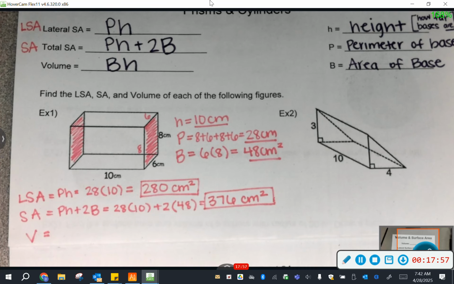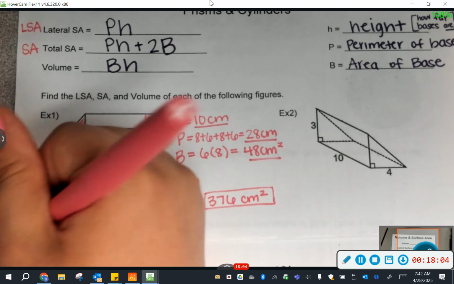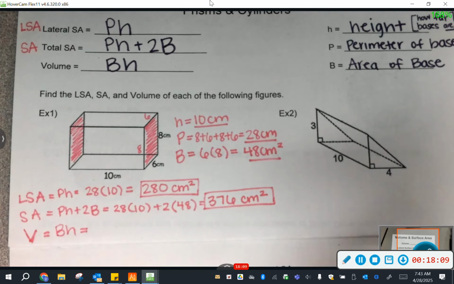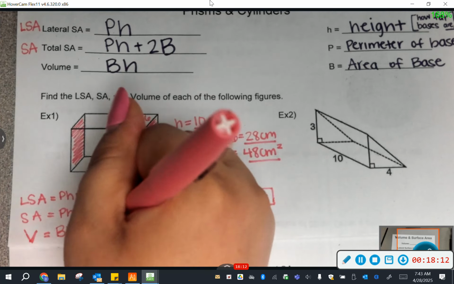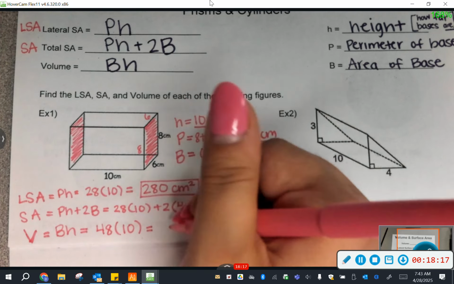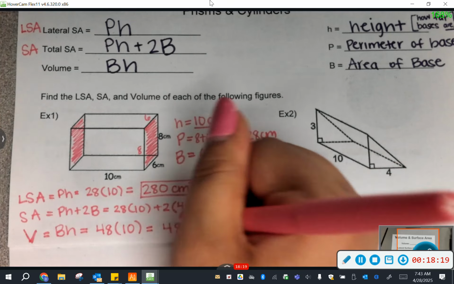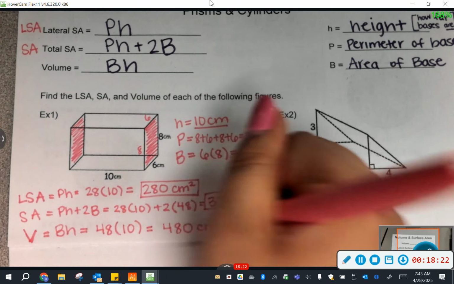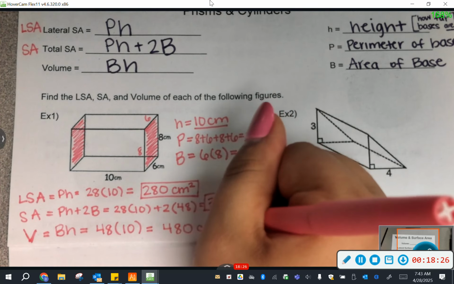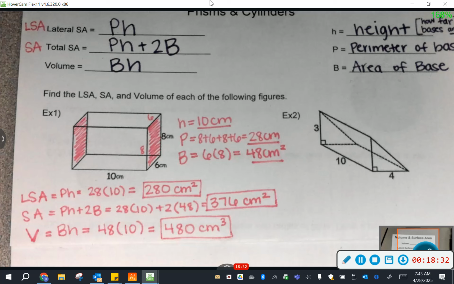Please write this down. Joe, you with me? You with me? Okay. Last but not least, what's volume? Big BH. What is my big B? 48. What is my H? And 48 times 10 is 480. And since this is volume, it's going to be centimeters cubed. And that is my answer.